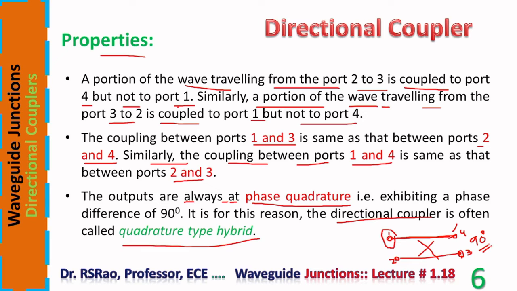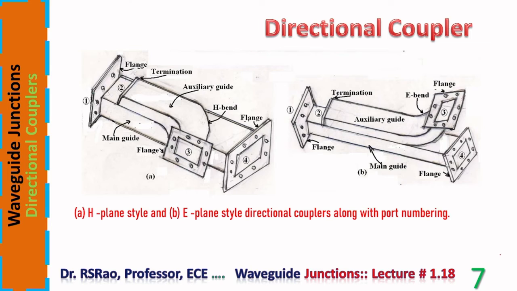But in case of directional couplers, it is always 90 degrees. Here is shown the structural details of waveguide directional couplers. In A, the directional coupler is said to be of H-plane style. In B, the directional coupler is said to be in E-plane style.